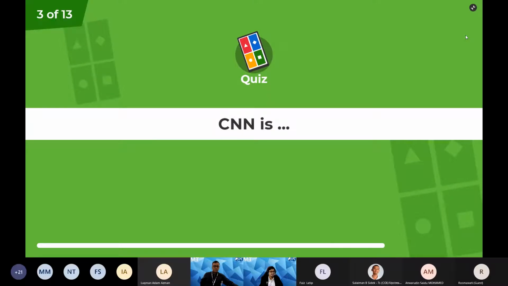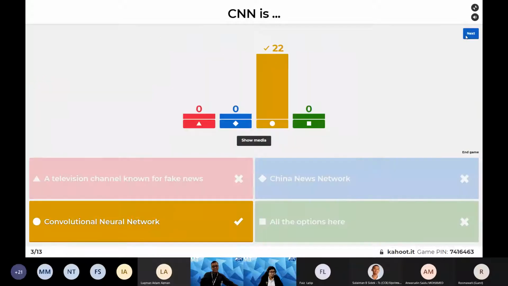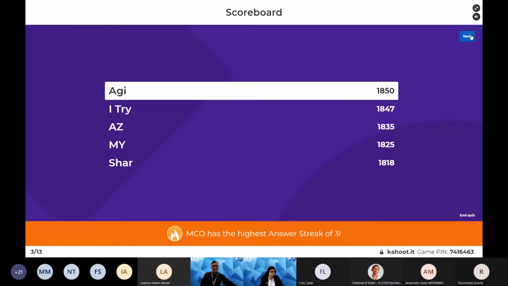CNN is a television channel known for fake news, China News Network, a convolutional neural network, or all of the options here. Oh, this might be a trick question. Everybody got that right. It is a convolutional neural network. Agi retains his first place, and it seems like MCO has the highest answer streak.